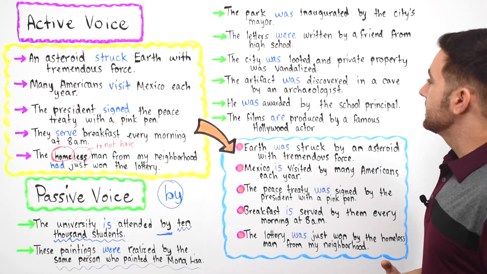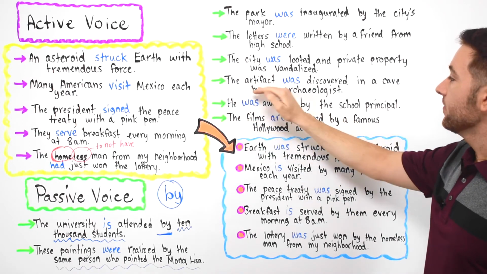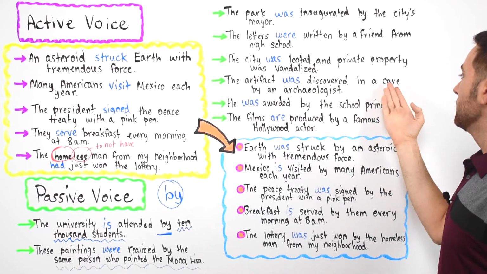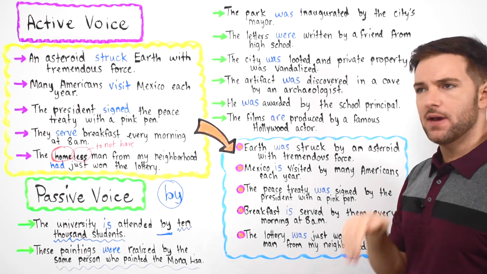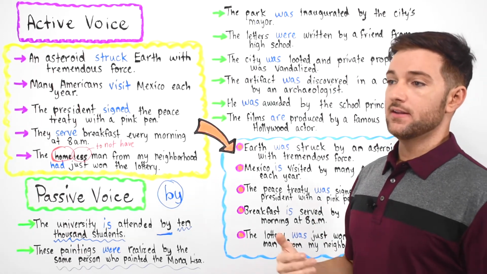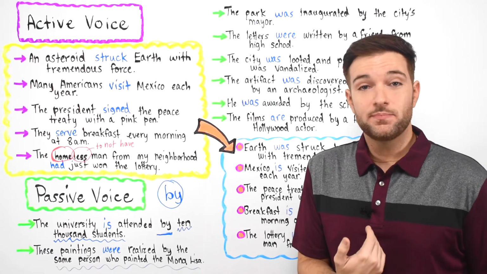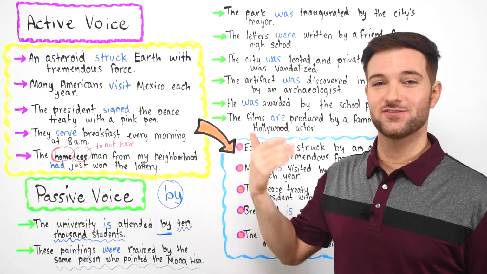All right, let's move on. So the next one that we have, guys, is: the artifact was discovered in a cave by an archaeologist. A cave is a place that is usually in the ground, in maybe a mountain or a hill. And sometimes animals live in caves, like bears. Even people like me and you, we used to live in caves too, like 10,000 years ago.